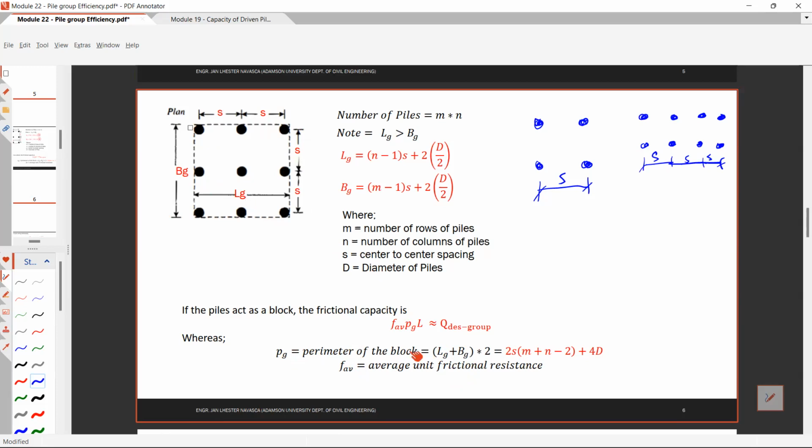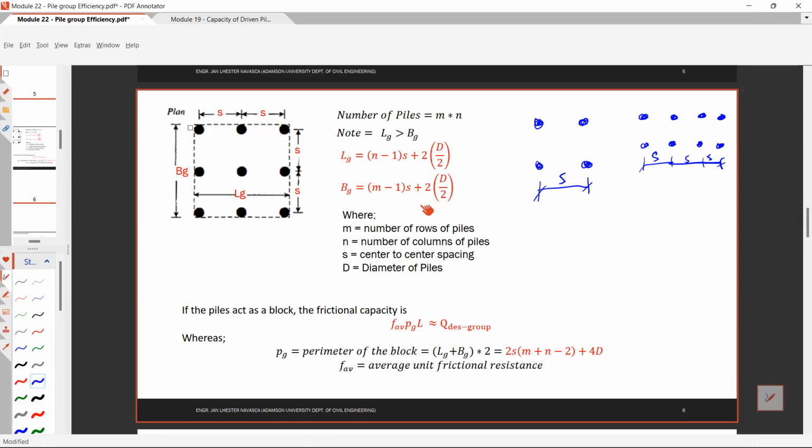So if we substitute yung LG and yung BG, you will have this 2S times m plus n minus 2 plus 4d. Okay, bakit? Okay, so add mo lang to, yung n minus 1 at m minus 1. So therefore, you have m plus n minus 2. Then you have s plus s. Therefore, copy yung s since meron siya.